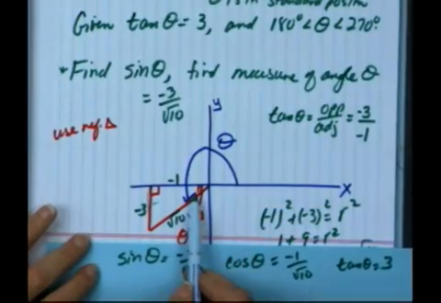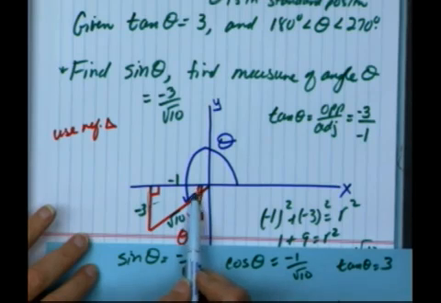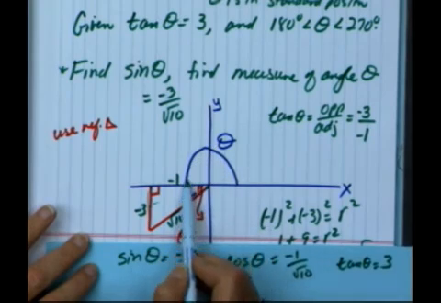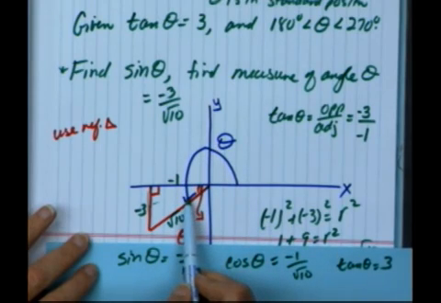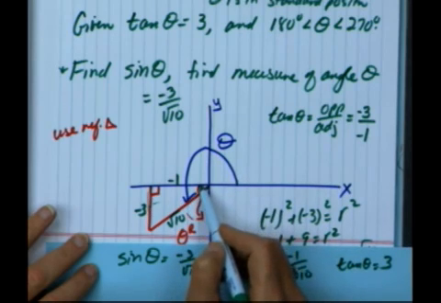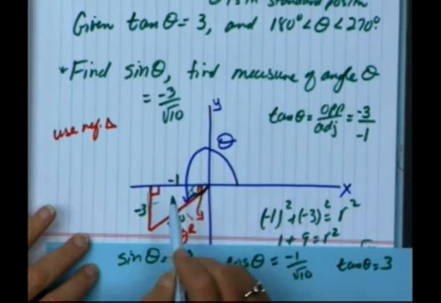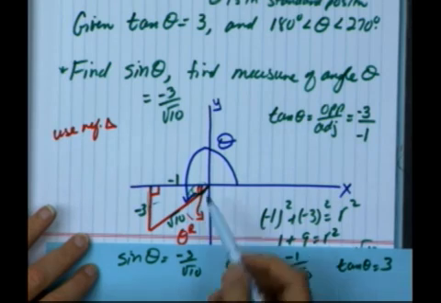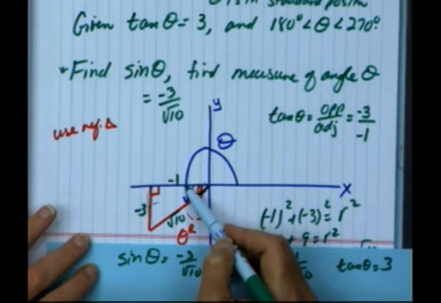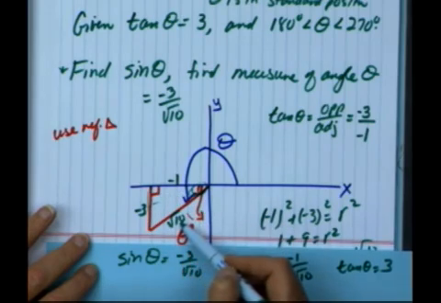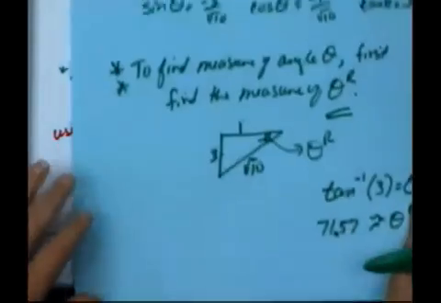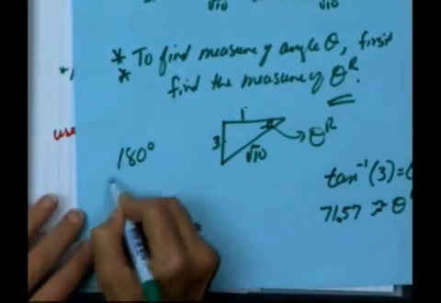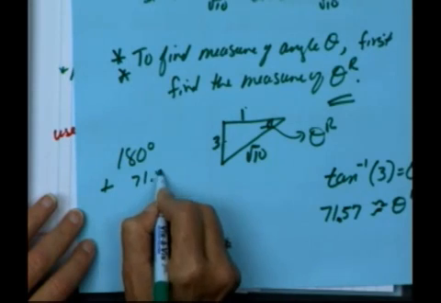Now the question though, this little reference angle right here is about 71.57 degrees, but I'm interested in the measure of the big angle. So if I know this angle right here is 71.57, how do I find the measure of the big angle? Yep, because if you go all the way to the x-axis, you've gone 180 plus 71.57 more. So we will say 180 plus the measure of the reference angle.